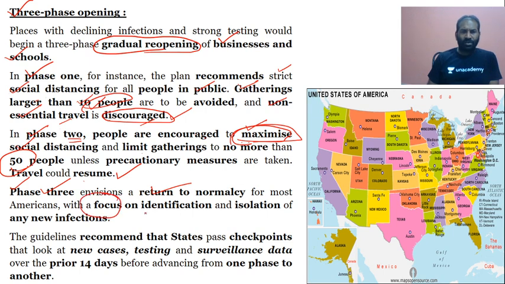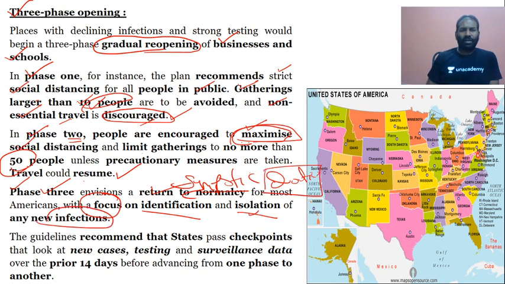And here, when they are returning to normalcy, the focus is there. And what is the focus all about? It is in identifying and then isolating the people, so that the ones who are symptomatic would be identified and then isolated. That means they would be quarantined. They are quarantined because new infections should not arise. That is the main intention of the third phase.